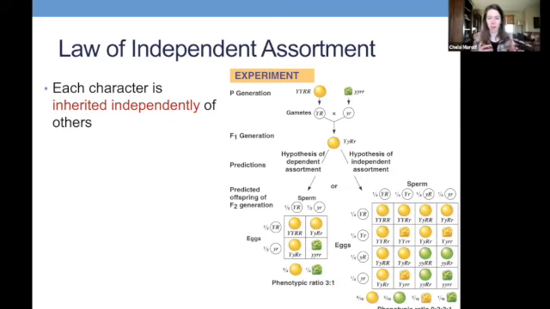So just because your mom plant had yellow and smooth peas does not mean that the yellow and smooth have to stay together in all of the offspring. So if mom was yellow and smooth, dad was green and wrinkled, you can have a combination of mom's traits and dad's traits in the offspring. They don't have to be inherited together. So you won't only have offspring that are yellow and smooth or wrinkled and green. You can have yellow and wrinkled. You could have green and smooth.